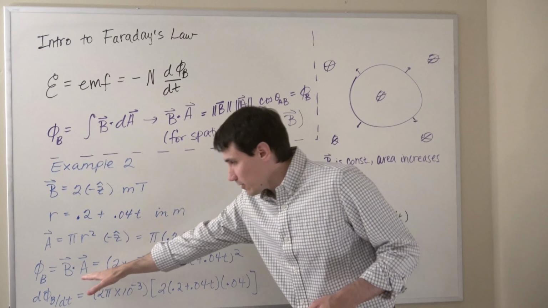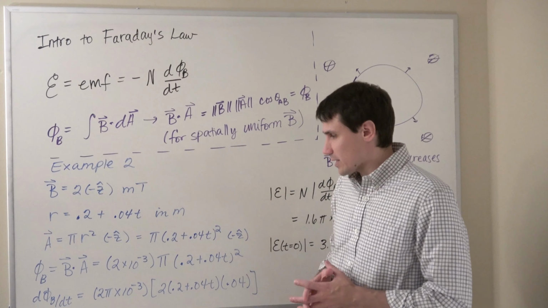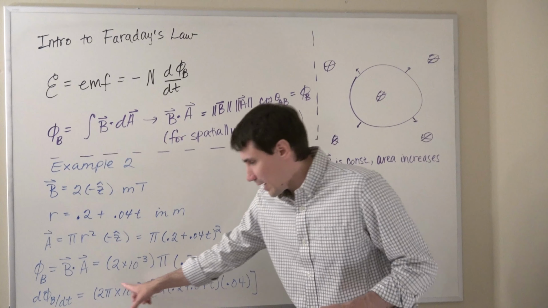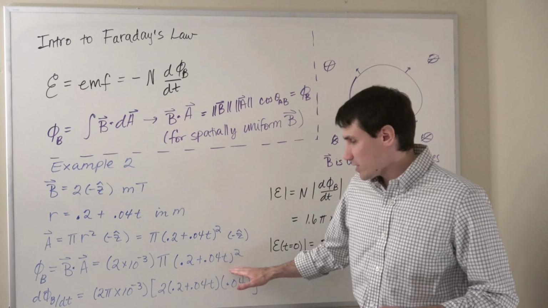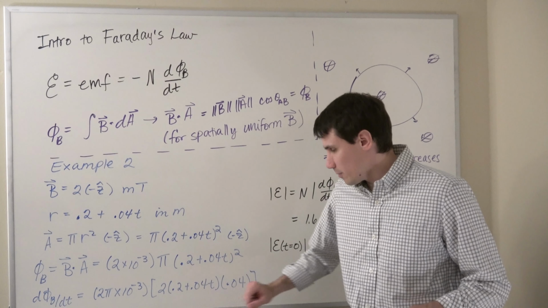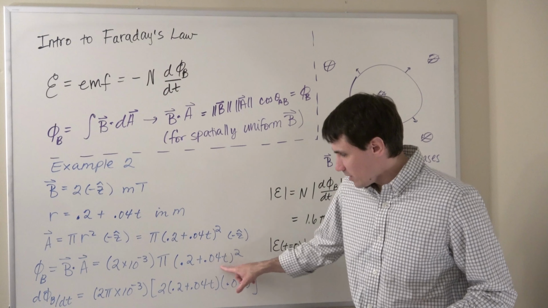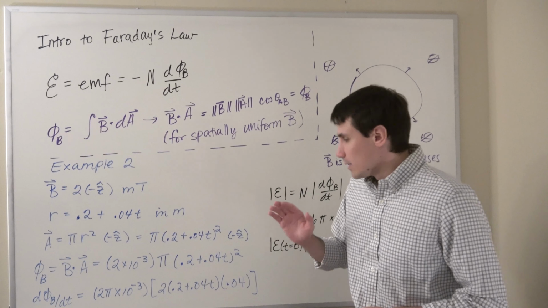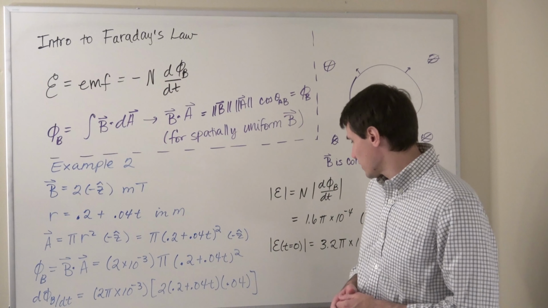You can clearly see that our flux depends explicitly on time, so we can simply take this derivative. We can pull the 2 times 10 to the negative 3 and the pi out front, since those are constants, and then taking the derivative of this term using the chain rule, we get 2 multiplied by the term in parentheses here, and multiplied by 0.04, which is the derivative of 0.04 times t. Now we have an expression for the derivative of the flux with respect to time.